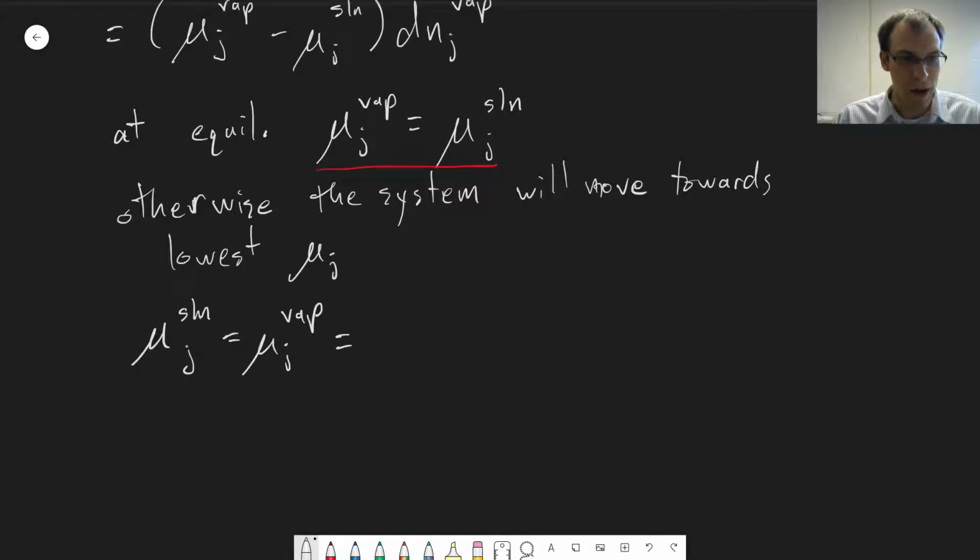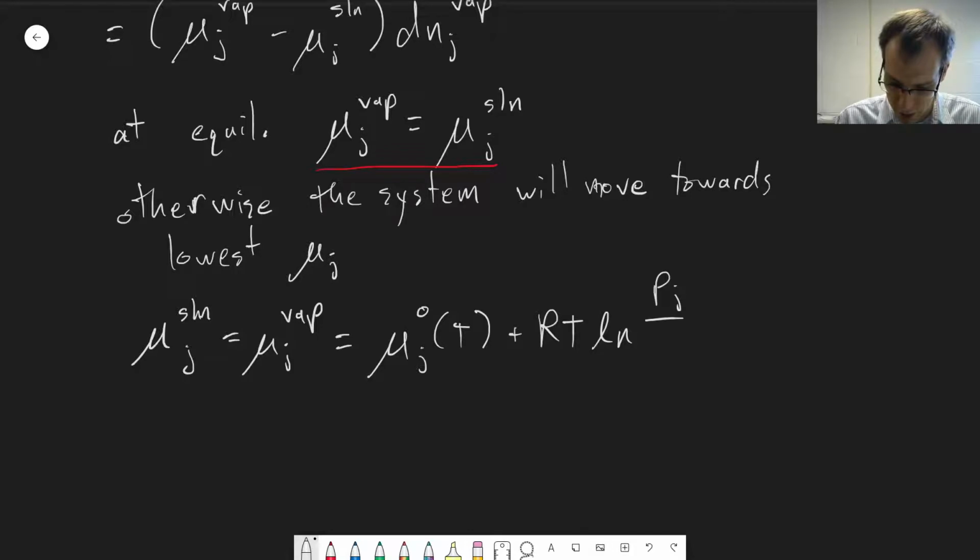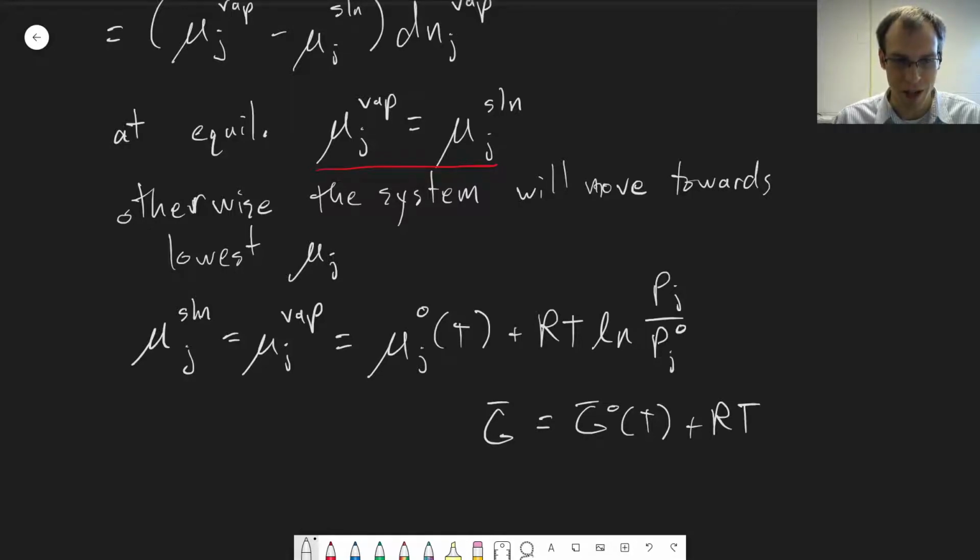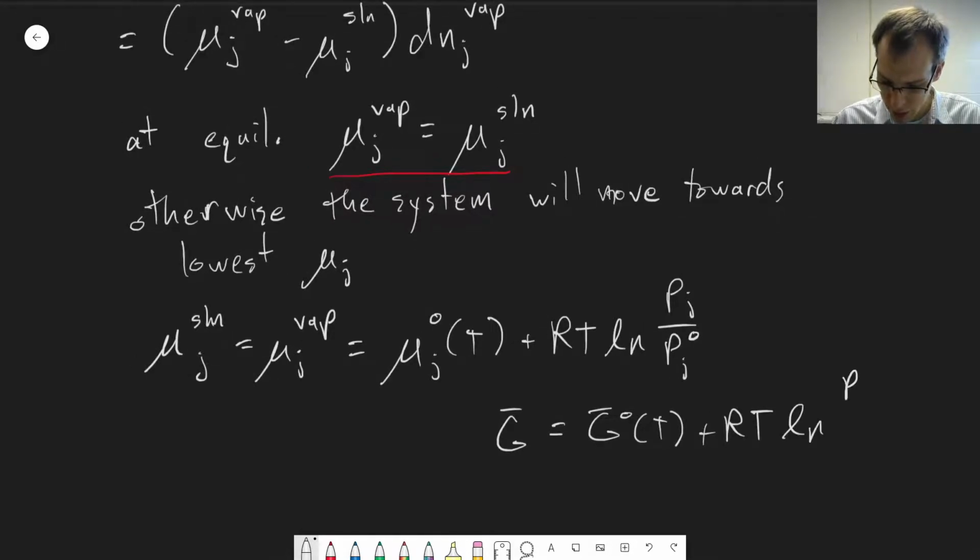And we can write out the chemical potential for the vapor phase is going to be mu J naught, the standard value of the chemical potential, plus RT log Pj over Pj naught. Okay, where did this come from? This is analogous to the equation G bar equals G bar naught as a function of temperature, at a specific temperature, plus RT log P over P naught. This is an equation that we derived. This is from equation 22.59. This is an equation we derived for an ideal gas.